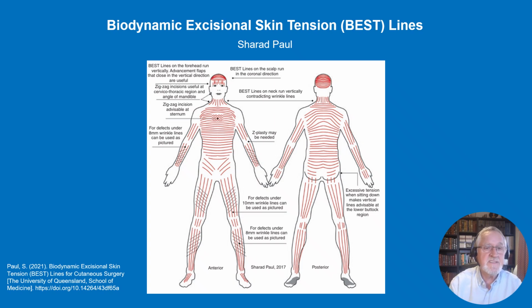Now, you can see that on the limbs, for defects less than 8 millimeters, it did not matter. You can see here on the forearm, the relaxed skin tension lines could be followed for small defects and also on the thigh and the leg. But for any larger excisions, the best lines run longitudinally on the limbs.